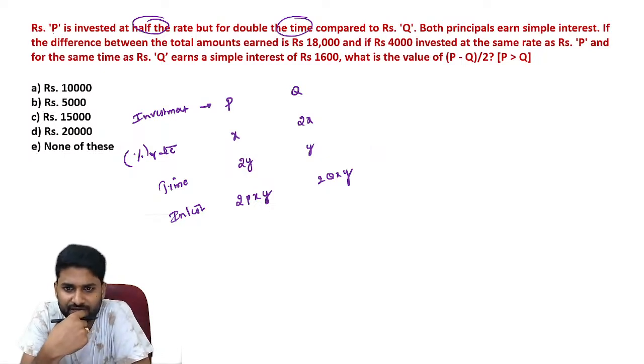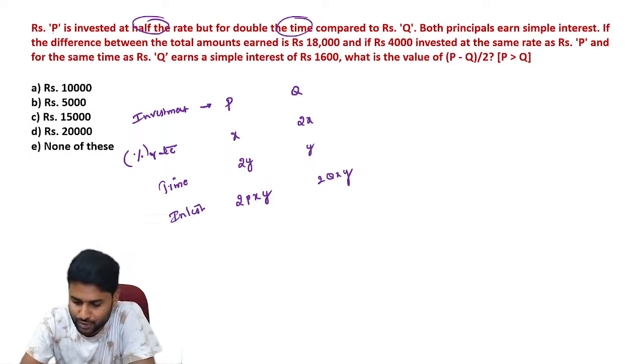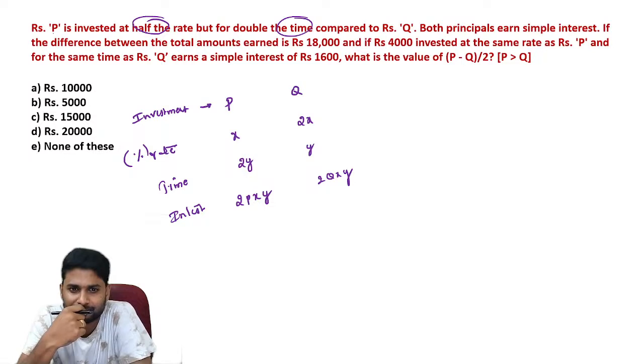Now let's go through this information. The difference between the total amount earned is 18,000, and 4,000 rupees invested at the same rate as P and the same time as Q earns a simple interest of 1600. What is the value of (P minus Q) divided by 2? So we have these connectivities.